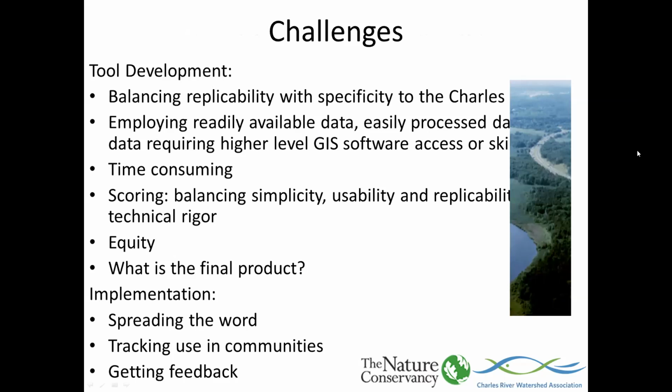So in developing the tool, we did face some challenges. One was balancing replicability with specificity to the Charles. As I've alluded to, the tool is now being brought statewide, even though it was really piloted at the Charles River Watershed Association level. So we did have that in mind, either that other watershed associations might want to replicate it, or we might want to make it into a statewide tool at some point. So we didn't want to make things overly complicated or overly specific to the Charles. I think we were able to strike a good balance there.